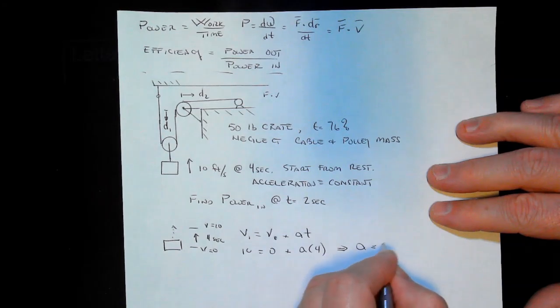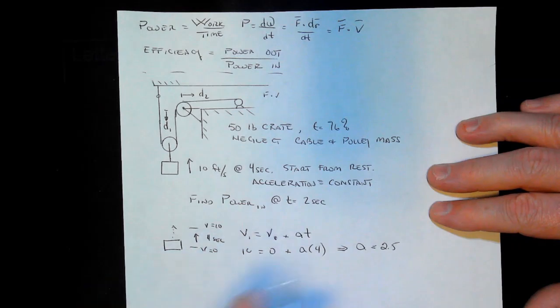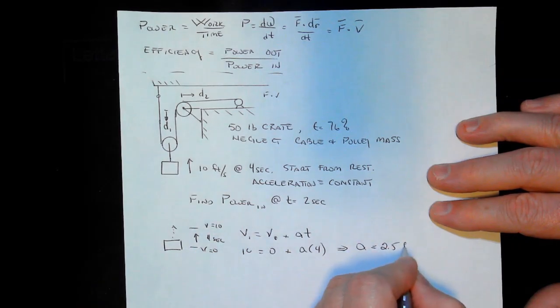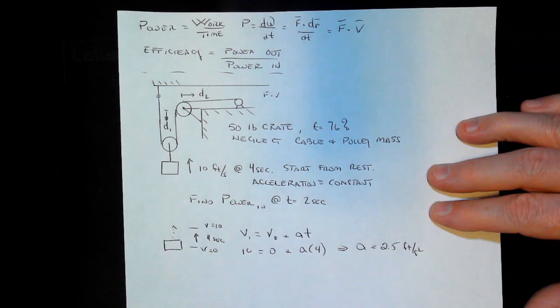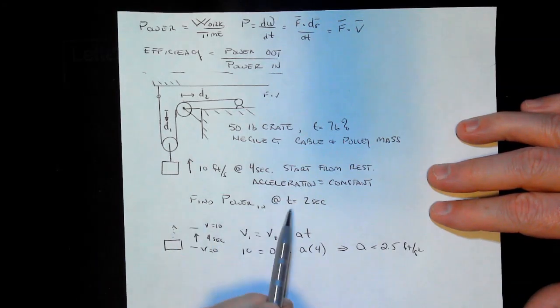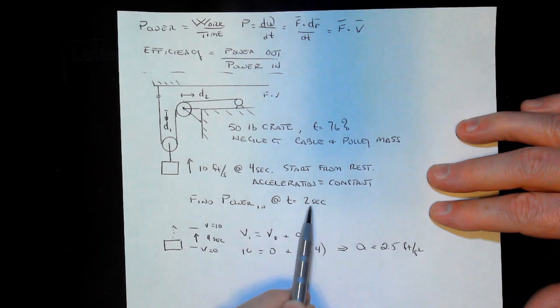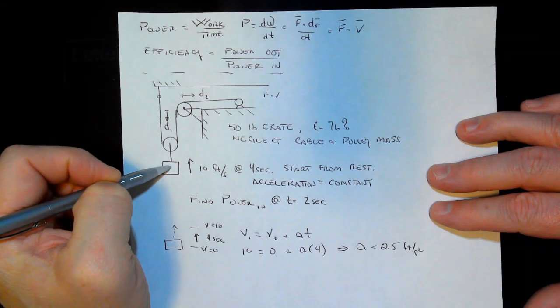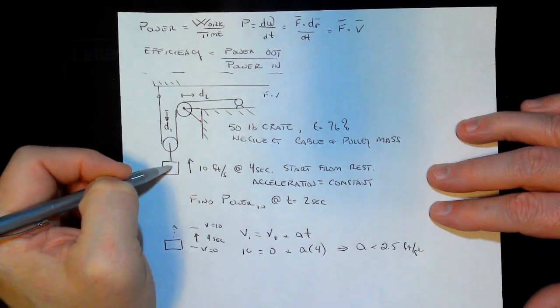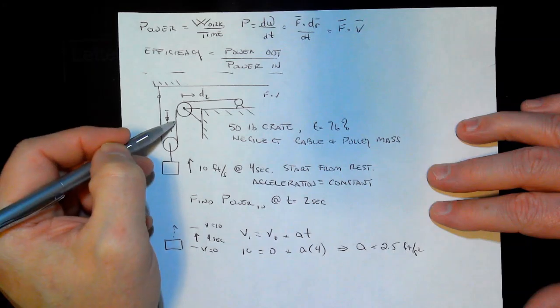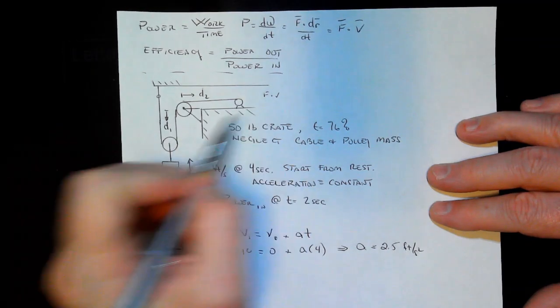Acceleration is simply 2.5 feet per second squared, I'm still in pounds, feet, seconds. Okay? So we got that. Then knowing that, this is really easy. The question is we need to know the power in at 2 seconds. So I need to know the velocity of the box at 2 seconds. Then I can get the velocity of the rope, and I'd have that V term that I need.